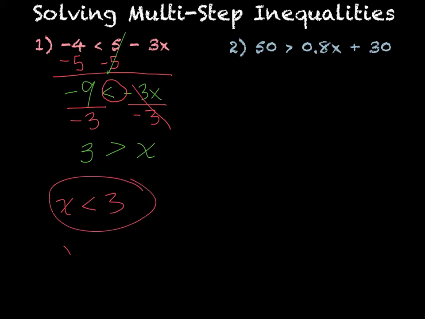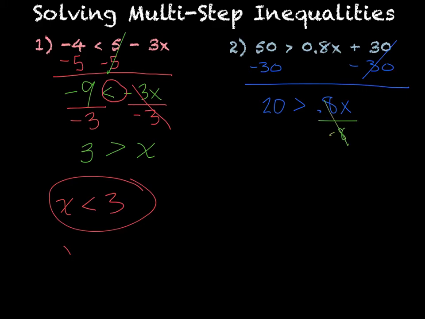And the next one, we have 50 is greater than 0.8x plus 30. So subtract the 30 from both sides. 50 minus 30 is 20, which is greater than 0.8x. Now to solve this one, you're going to divide by 0.8. You do not switch the sign this time because it's not a negative.